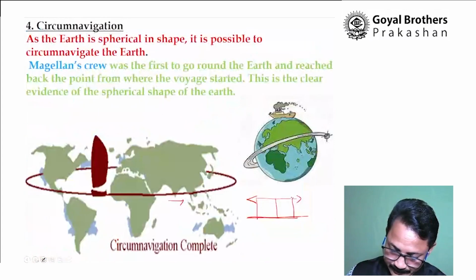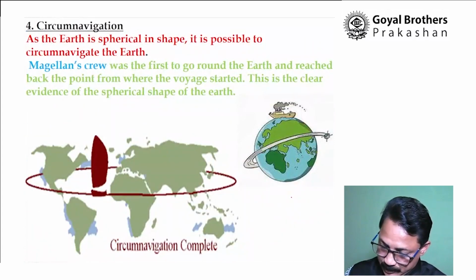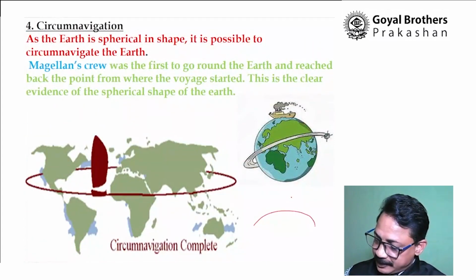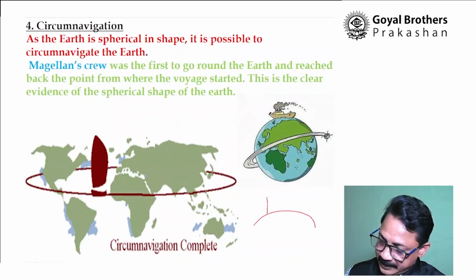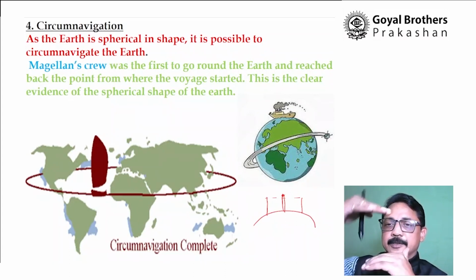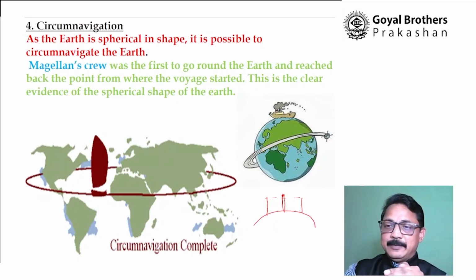See this. Because earth is spherical in shape, when you put one stick here, another stick of the same size and another stick over here, the middle one appears taller than the other two. That will be possible only if the earth shape is spherical.